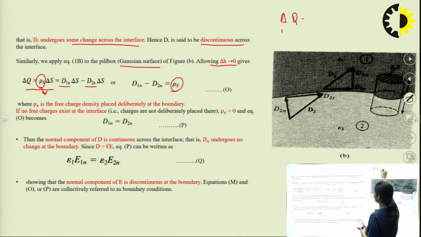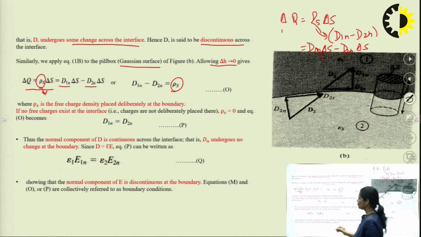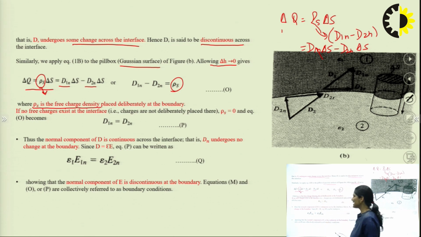Delta Q is equal to rho S delta S, where rho S is equal to D1n minus D2n. Putting this value of rho S, you will get D1n delta S minus D2n delta S. Here rho S is the free charge density placed at the boundary.